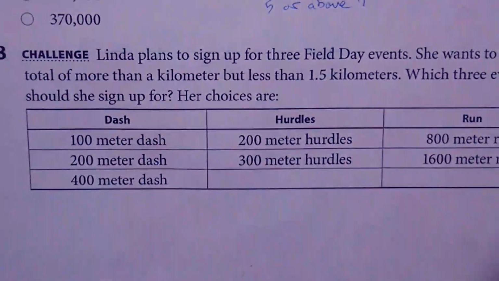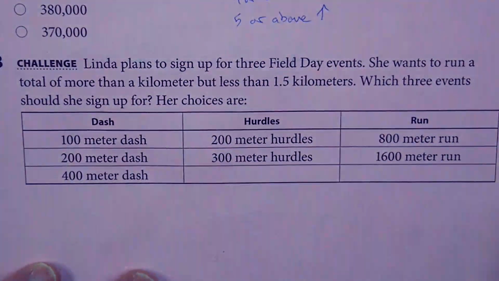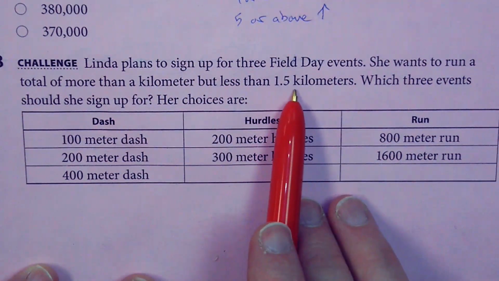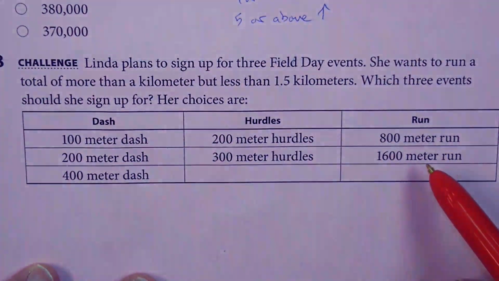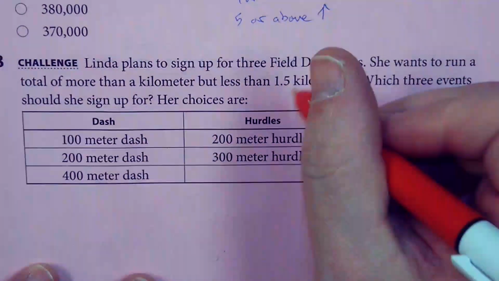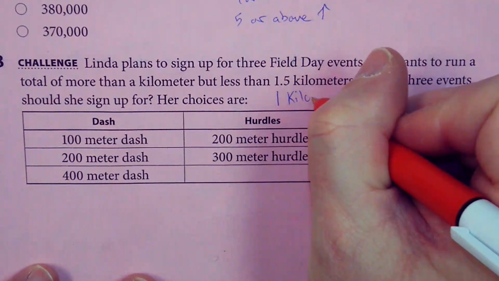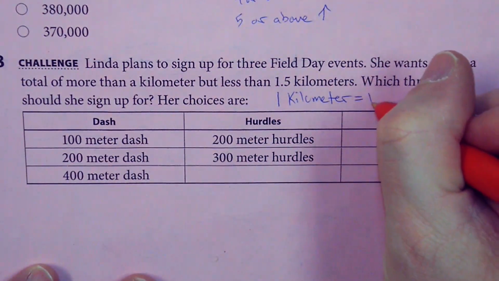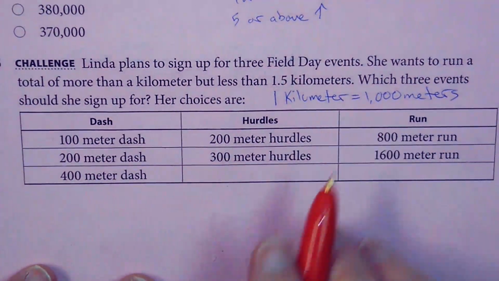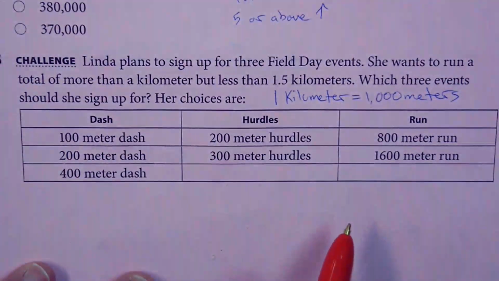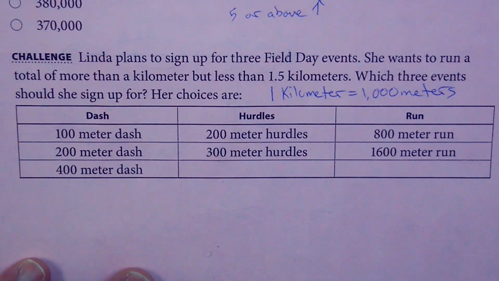Linda plans to sign up for 3 field day events. She wants to run a total of more than a kilometer, but less than 1.5 kilometers. Which 3 events should she sign up for? Her choices are these. Okay? So, just a quick review. 1 kilometer equals 1,000 meters. It's good to know. That'll be on your test, 100%. And we've been working with it for a few days, so it might as well sink in. We wrote it in our handbook. It's in great places, right?